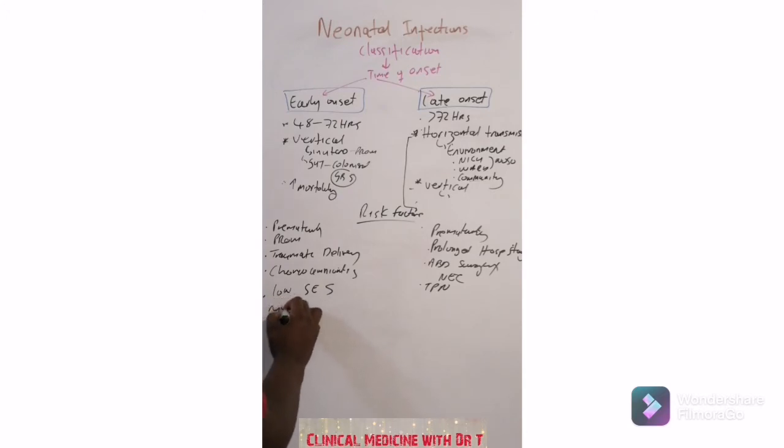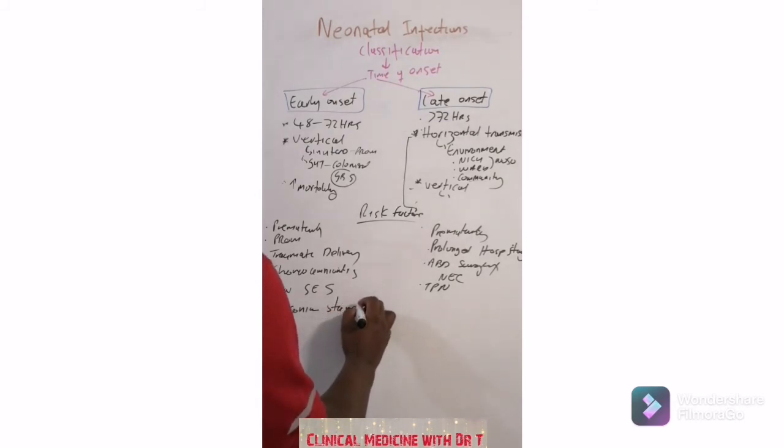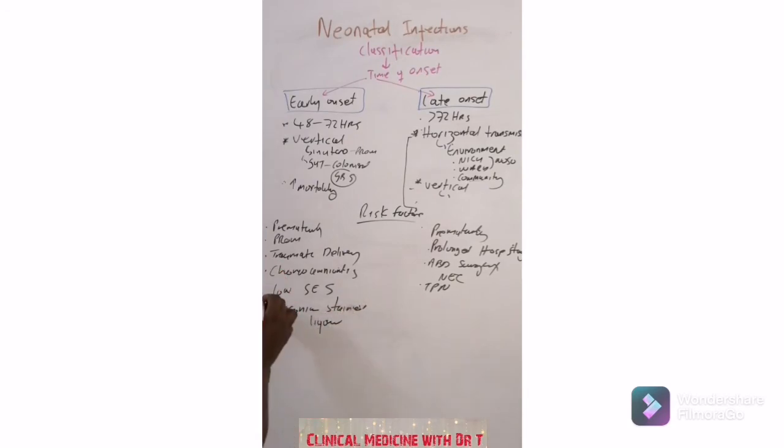Meconium stained liquor. Meconium stained. That's why when there's meconium stained liquor, that baby is always started on antibiotics even before they present. Maternal UTI, so these are the risk factors.